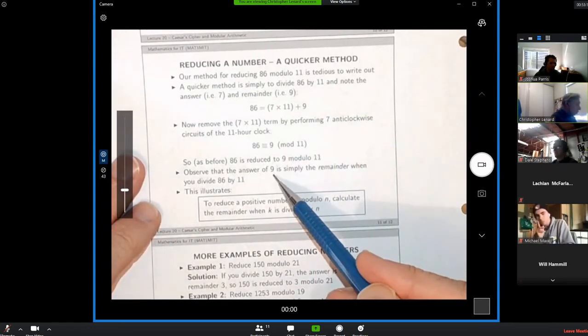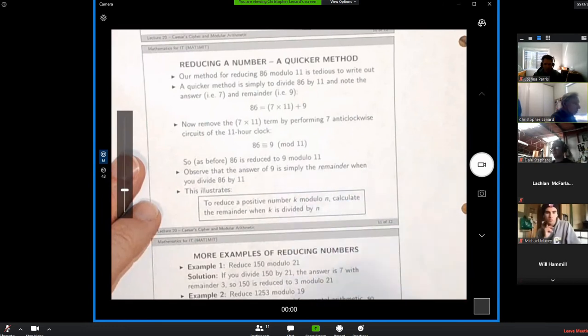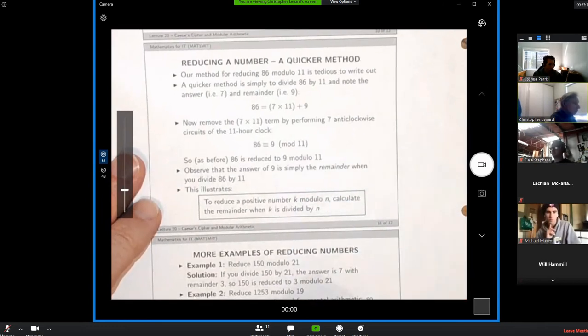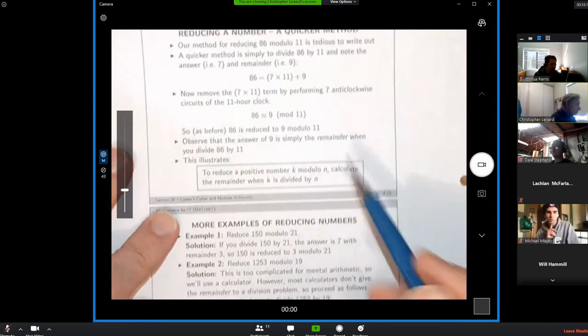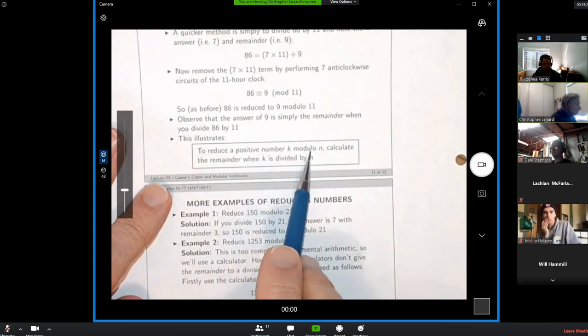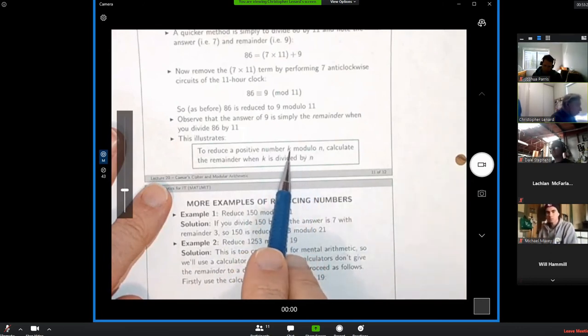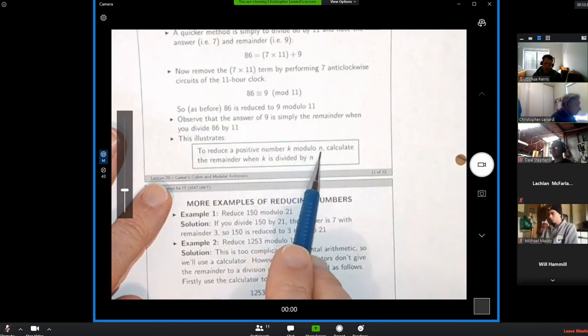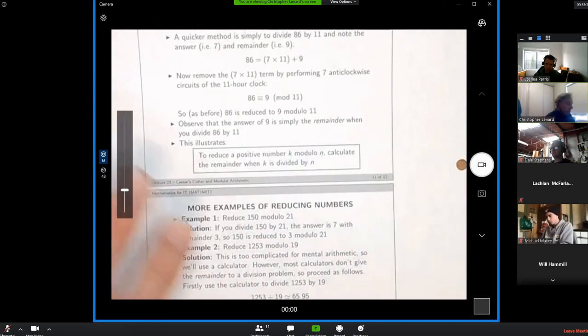We've reduced it to 9. Why? It's the remainder when you divide 86 by 11. So which gives us a quick method. If you want to reduce a number modulo another number, you just take the original one, divide it by the modulus number, and take the remainder. And notice that 0 can be the remainder.